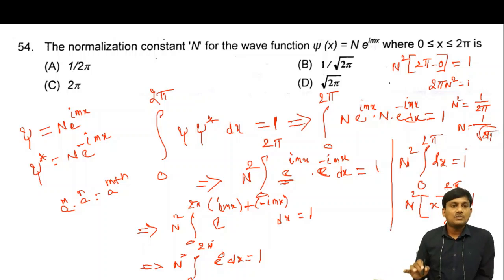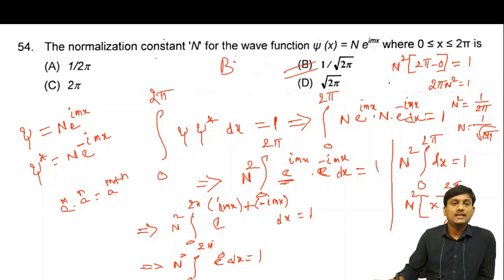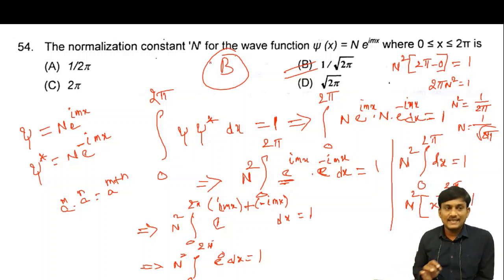So what is the normalization constant here? Normalization constant is 1 by root 2 pi. The correct answer is B.